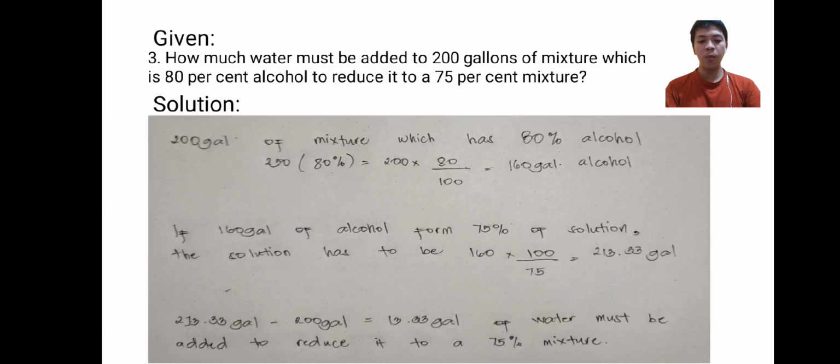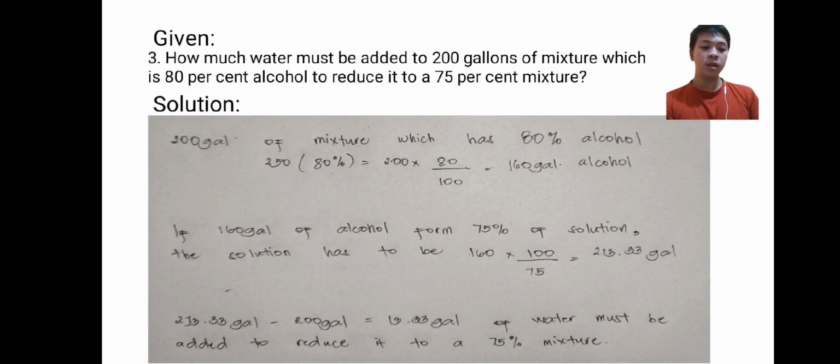Number 3 question. How much water must be added to 200 gallons of mixture which is 80% alcohol to reduce it to a 75% mixture? 200 gallons of mixture has 80% alcohol. So 200 times 80 over 100 is equal to 160 gallons of alcohol.